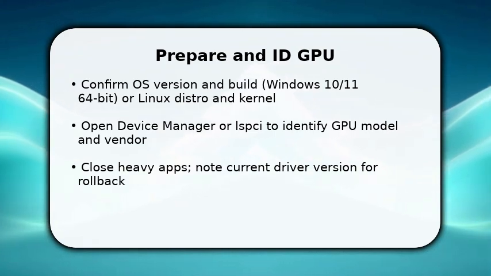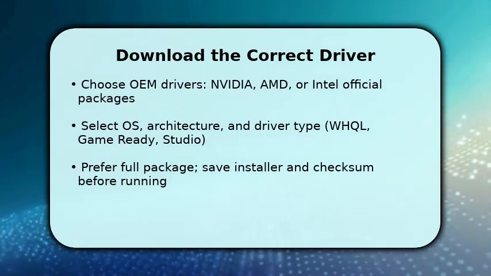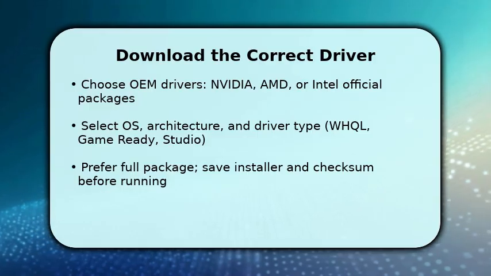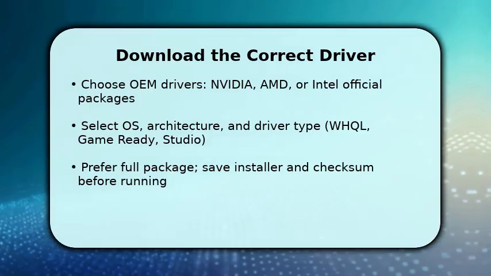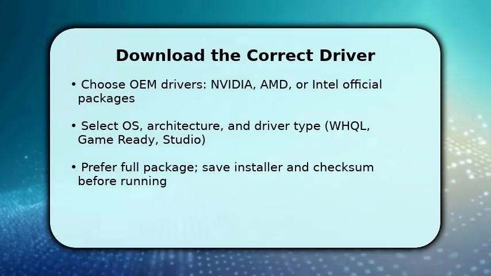Now you download the right package from the GPU vendor. Go to NVIDIA, AMD, or Intel Downloads, select your exact GPU model, OS, and architecture, and pick the appropriate branch, Game Ready for gaming or Studio for content creation.